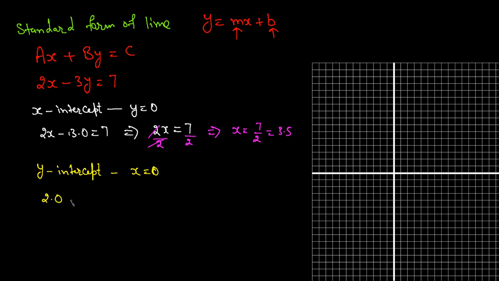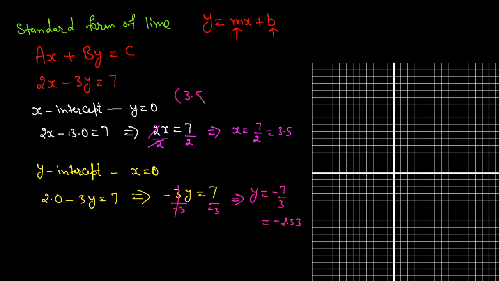So 2 times 0 minus 3y is equal to 7. Therefore, negative 3y is equal to 7. Divide both sides by negative 3, and this gives me y is equal to negative 7/3, which is approximately negative 2.33. So we got 2 points here. The first one is x is 3.5 and y is 0, and the second one is x is 0 and y is negative 2.33. Let's graph these points and then plot the line.